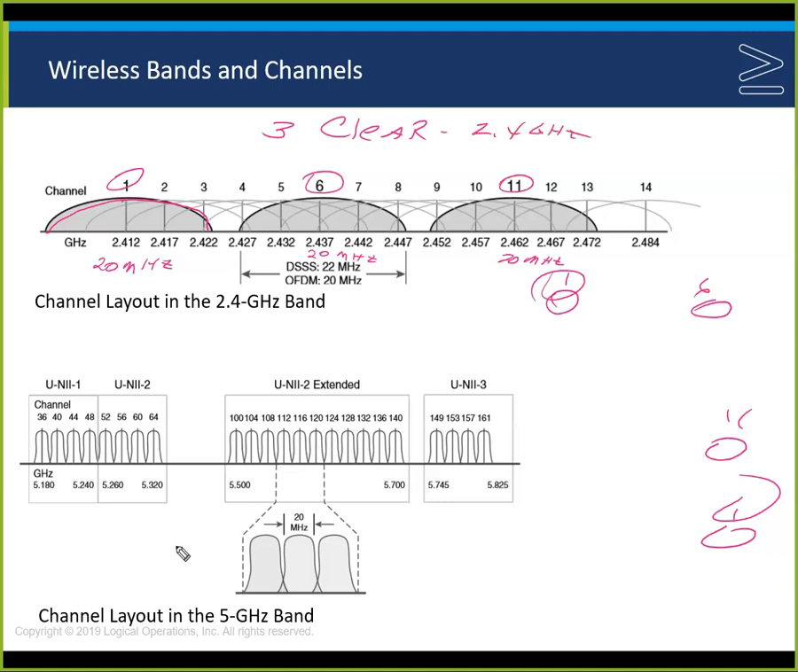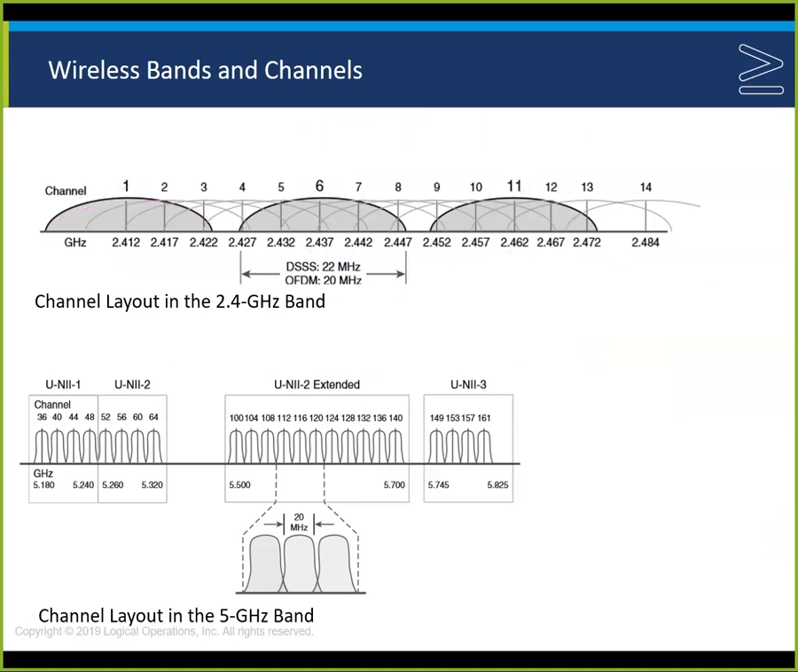5 gig, not really an issue. Each of the 5 gig channels are going to be clear. So there are more frequencies. It's going to be a higher data rate, shorter distance because of all of the atmospheric interferences that go along with it. Higher frequency, high data rate. Lower frequency, lower data rate, greater distance, to get the signal from one location to the other location.